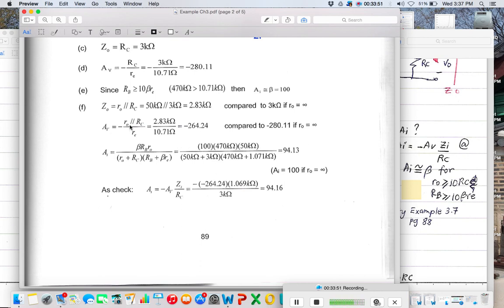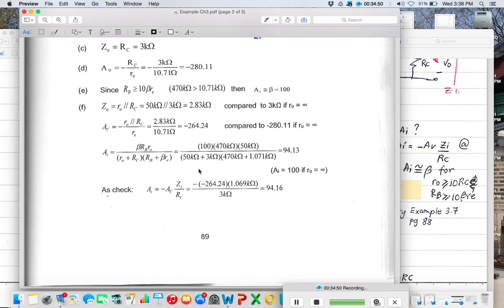And then AV here is R naught parallel to RC over RE. And AI. I told you the AI actually has a complex formula, but you can use the simpler one, which is minus AV times ZI over RC. Notice the negative sign in the AI formula. So if you replace the AV with minus AV here, you will get a positive value of AI at the end.